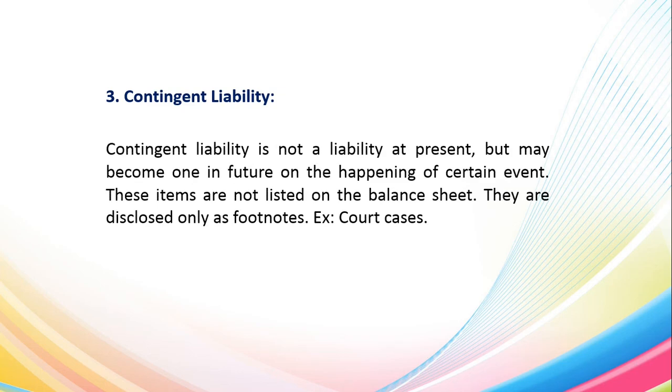The last topic of discussion is contingent liability. Contingent liability is not a liability at present, but may become one in future on the happening of a certain event. For example, if a business is contesting a legal case in a court of law, then upon losing the case, the business may have to pay financial compensation to the other party. In that situation, a liability in the form of compensation may arise, but the outcome of the court case is not known at present. The business may well win the case.